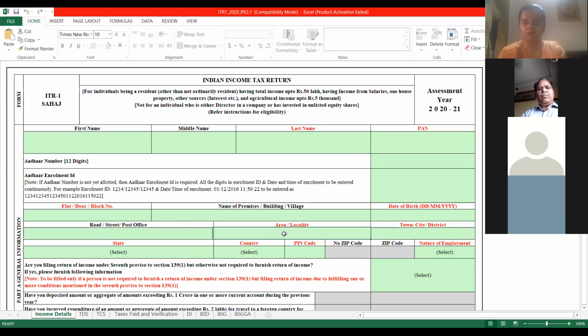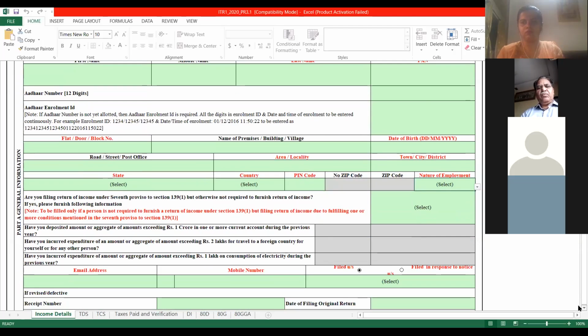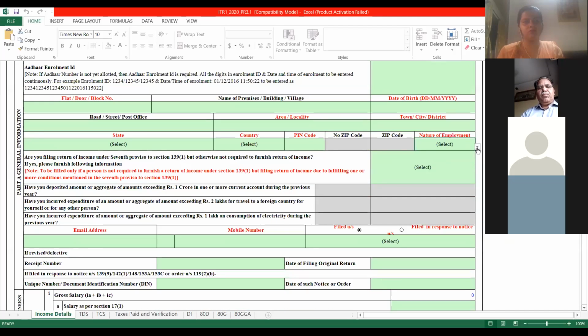Then area, locality, town, district, state, I will have to select from this drop down. Country, once I select the state, gets automatically updated over here. Then PIN code and nature of employment. So now starting from here, this is nature of employment. Say for example, either you are a central government employee, state government, public sector undertaking, or others. So we will select others.